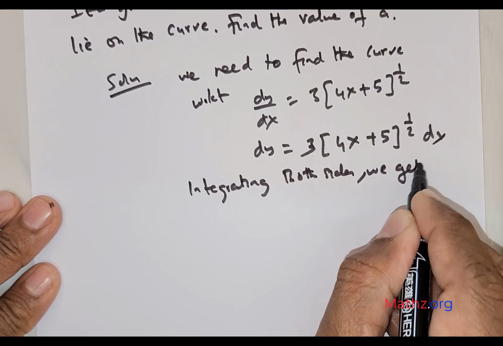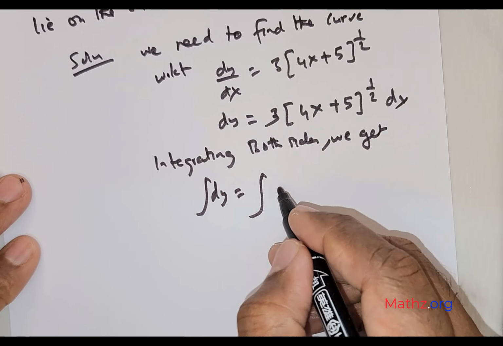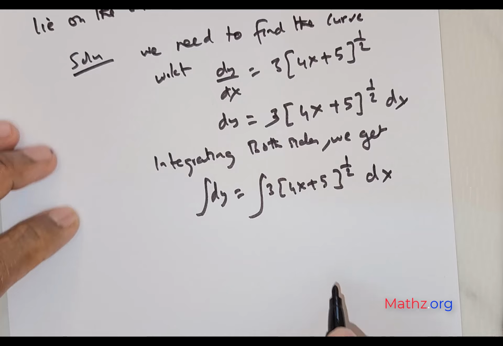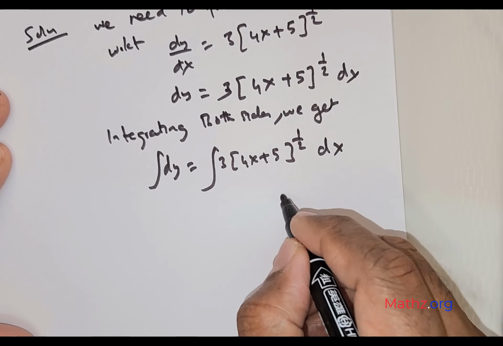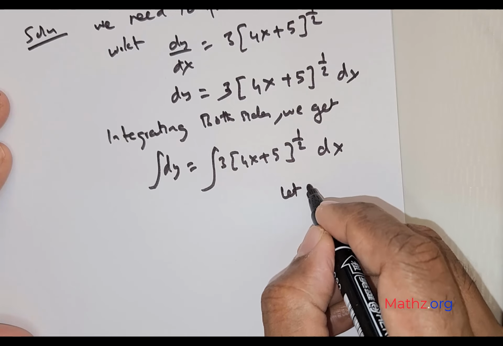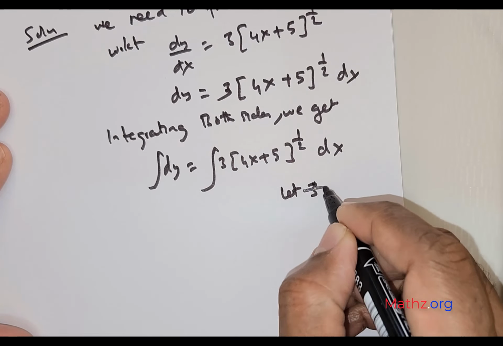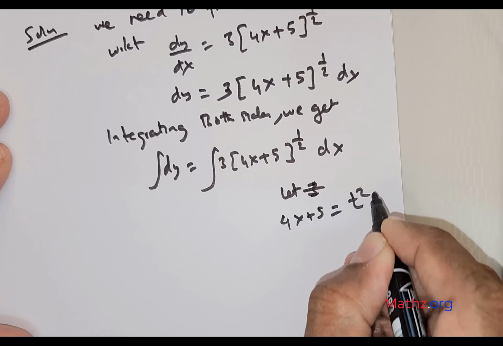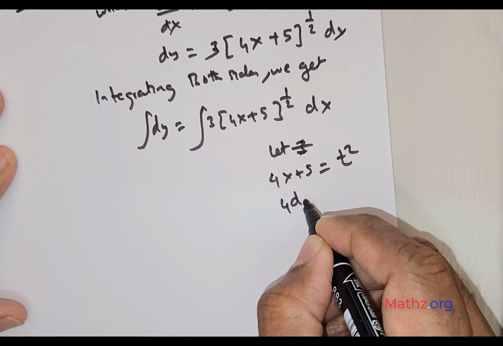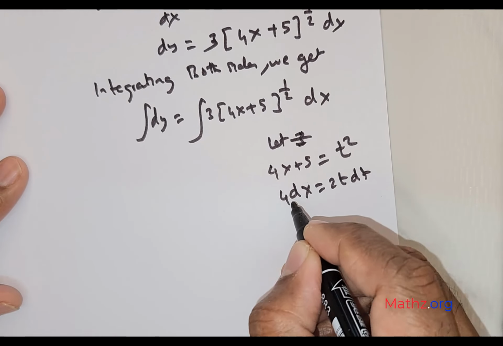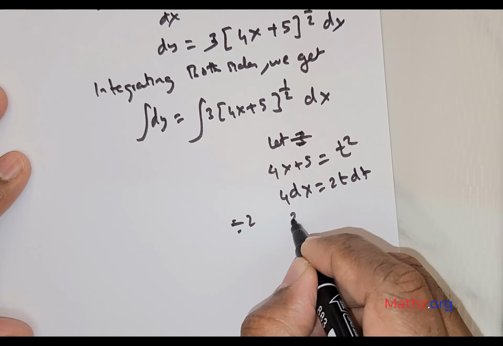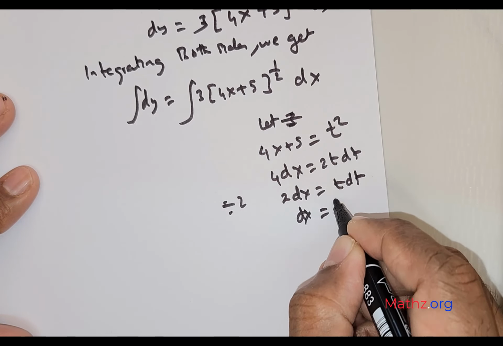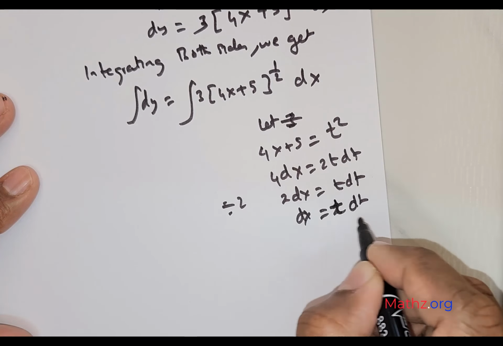we get. So what do we get? This is integral dy, integral 3 times (4x + 5) raised to the power of 1 over 2 times dx. Now this quantity I need to integrate by substitution. So instead of taking the 3, I don't need to take the value 3. I'll take 4x + 5 is equal to, say, some t squared. I differentiate both sides. I get 4 times dx is equal to 2 times t dt. Now I divide by 2 both sides. This would give me 2 times dx is equal to t dt. I need only dx. So dx is t times dt over 2.